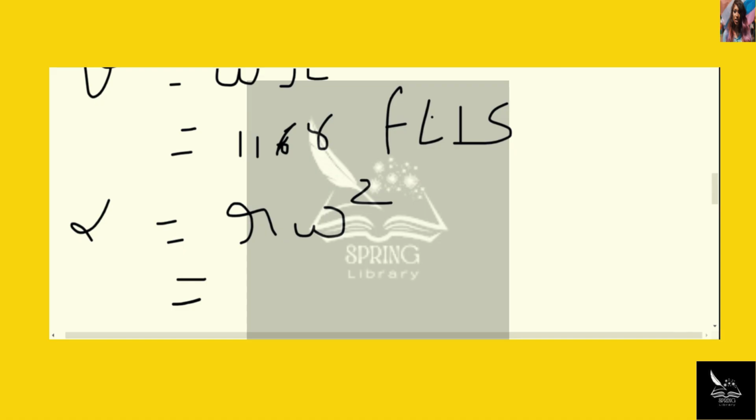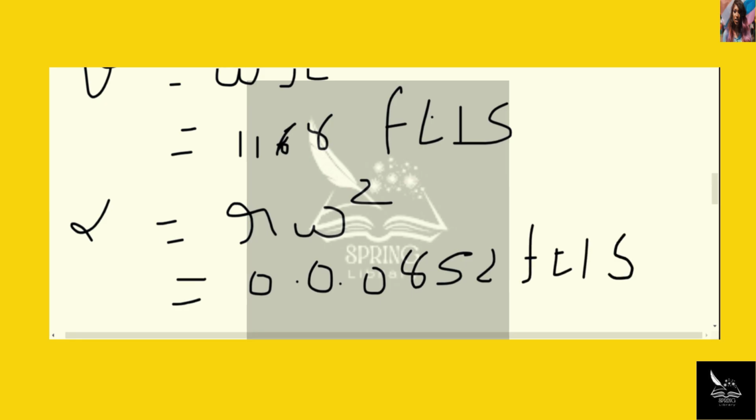And acceleration a will be equivalent to r times omega square. Here the only difference is theta is 40 degrees. So the answer will be 0.0852 feet per second square.